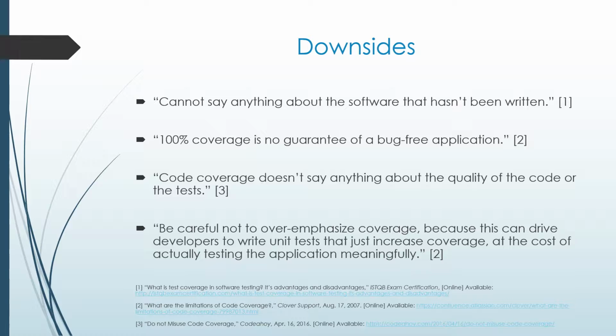Now, there are a couple downsides to code coverage, or coverage to determine test adequacy. I'll just refer to it as code coverage. The first is it cannot say anything about software that hasn't been written yet. Now you may think, why is this a downside? That sounds pretty obvious. Like, how is software that hasn't been written a downside?